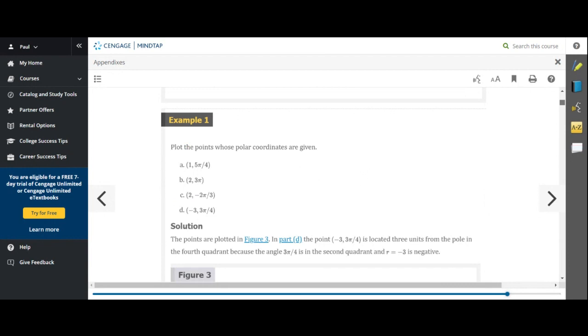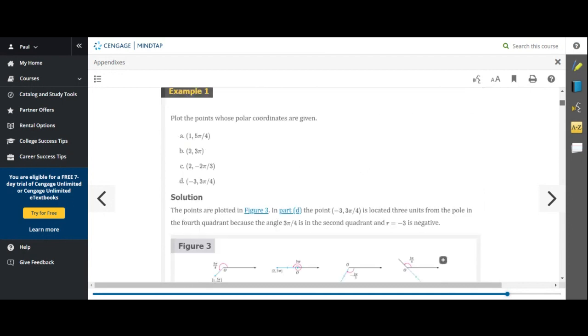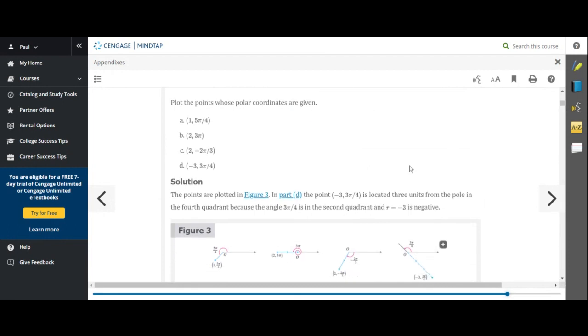So in example 1, it says plot the points whose polar coordinates are given. So let's see here. All right, the first polar coordinate is 1, 5 pi over 4. Okay, well, 5 pi over 4 is how many degrees? Who can chat out how many degrees 5 pi over 4 is?